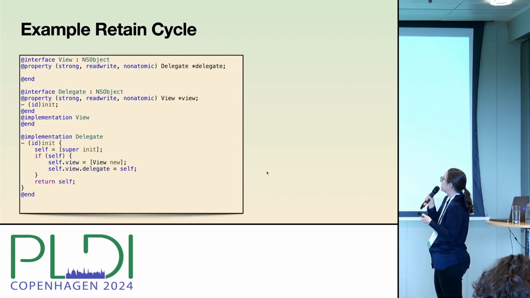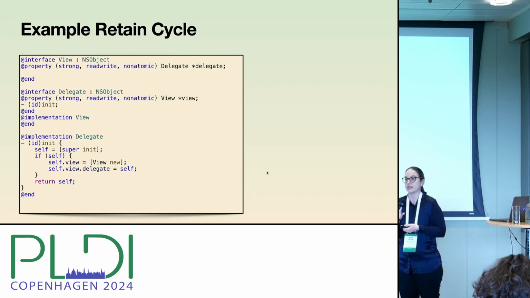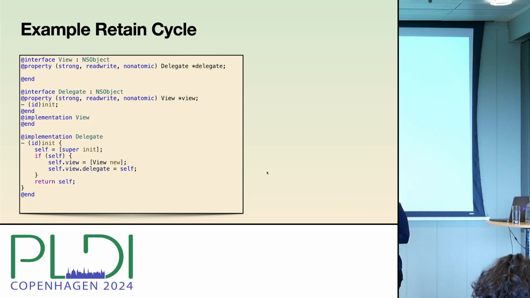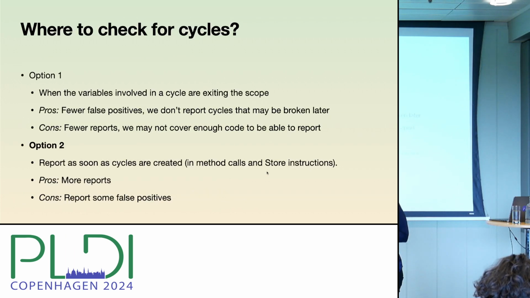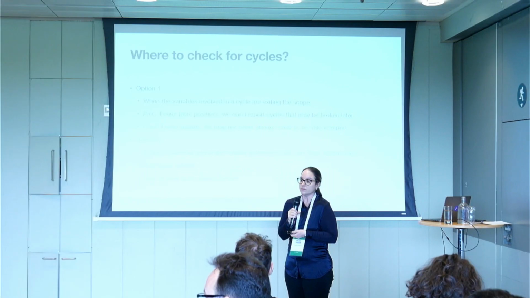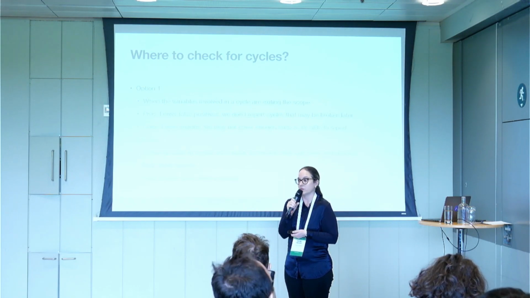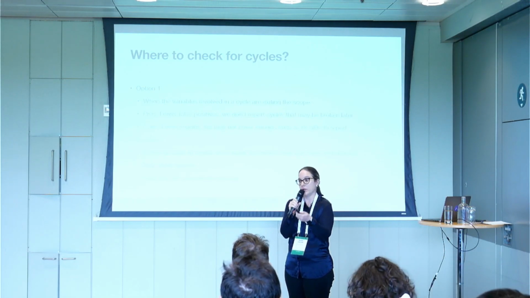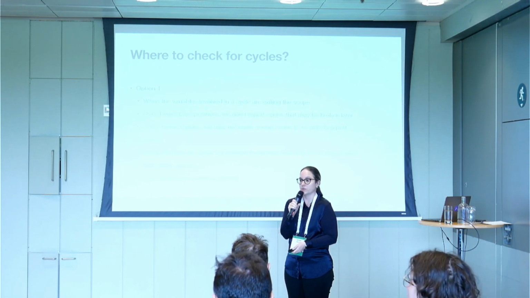So this is an example, again the first example, about the class view and the class delegate and the objects pointing to each other. Question? Sorry, I had a question on the previous slide. Why do you get more false positives if you report the cycles as soon as they're created? Is that because the cycle might get removed later on? That's right. Maybe they just create the cycle temporarily and then assign one of the variables to nil afterwards, and that breaks the cycle. Okay, thank you.